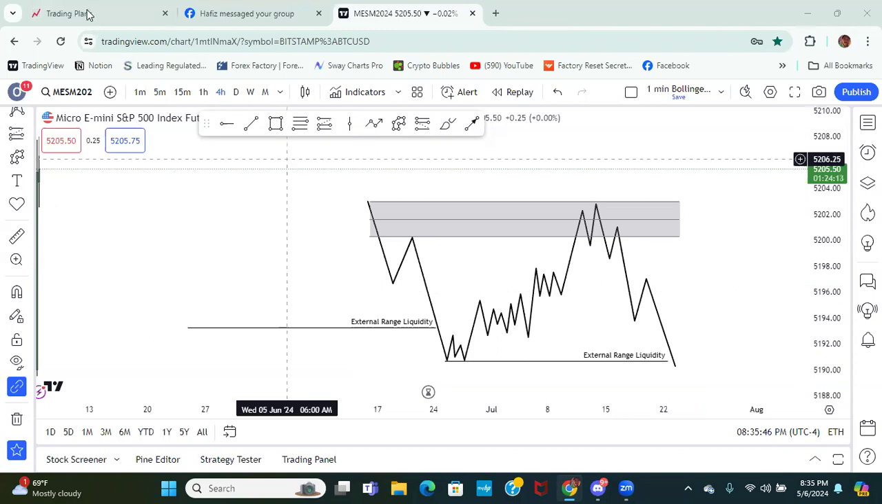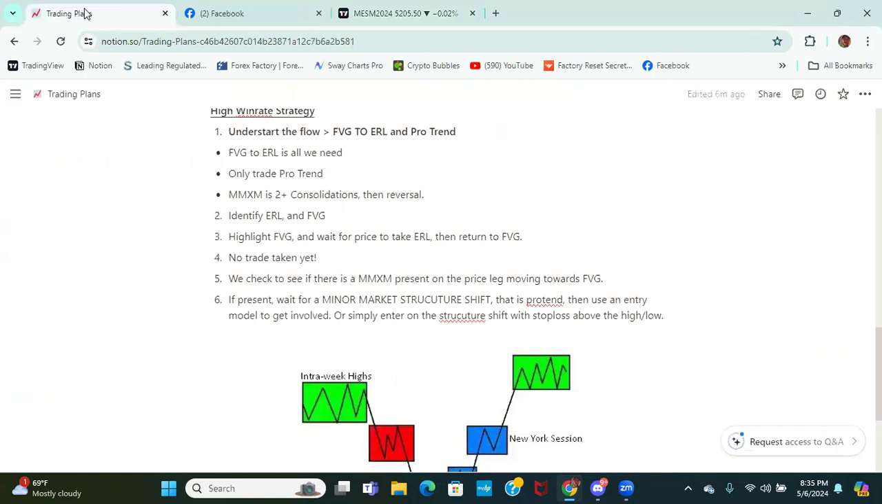Okay, so back to the trading plan. The high win rate with the market maker buy model, the market maker sell model. So first you want to identify your external range liquidity and your fair value gap, okay? And I use this strictly with a fair value gap, right? And I have been starting to use this more and more because I've been busy and I can't be staring at charts as much. So I want a more concrete trading plan to help me get into trades so that I'm not getting into bad trades.